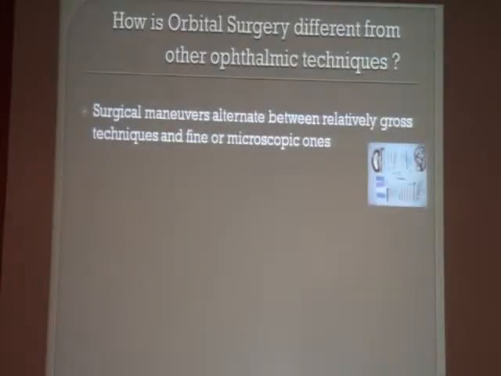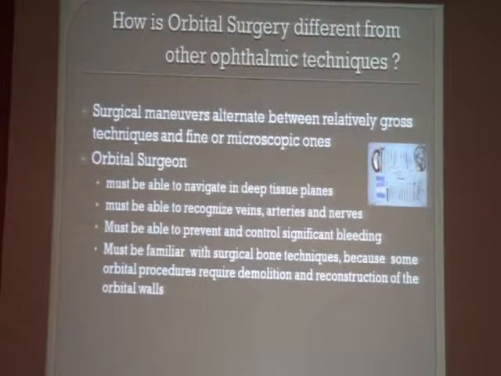Now, how is orbital surgery different from other ophthalmic techniques? Here, the surgical maneuvers alternate between relatively gross techniques and fine or microscopic ones. So, an orbital surgeon must be able to navigate in deep tissue planes, must be able to recognize veins, arteries and nerves, must be able to prevent and control significant bleeding, must be familiar with the surgical bone techniques, because some of the orbital procedures require demolition and reconstruction of the orbital walls.